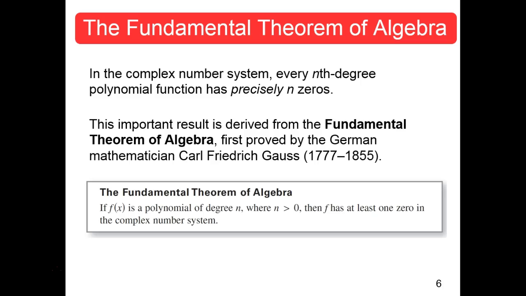So, the fundamental theorem of algebra states that if f of x is a polynomial of degree n, where n is greater than 0, of course, a polynomial of degree 0 would be a constant, and that's not very interesting, then f has at least 1 zero in the complex number system. Well, that's a really lame definition, because the complex number system is all numbers in the world. So that means it has at least 1 zero. And this says it has precisely n zeros. Whatever n is, it has that number of zeros.